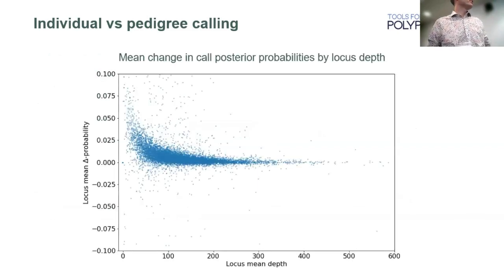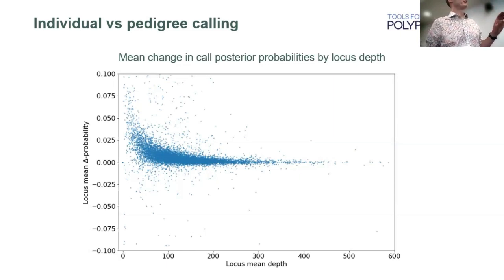To give that in a plot, what we're looking at here is the locus mean depth along the x-axis, and on the y-axis, we're looking at the change in posterior probability at a single locus for the pedigree-informed calling. So a positive value on that y-axis is showing an improvement in posterior probabilities from the pedigree-informed information, and a negative value is showing a decrease.